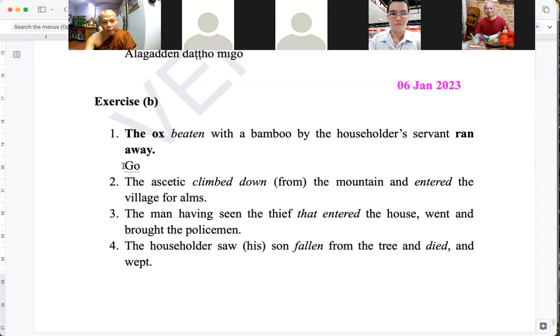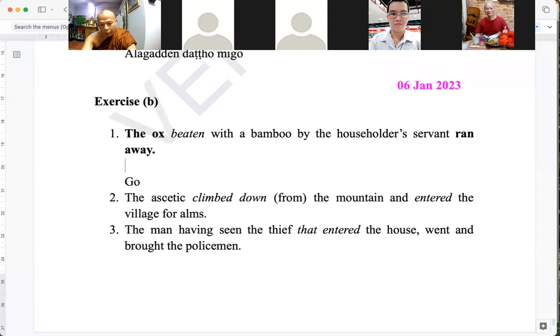Ran is the past tense of dhavati, the present tense. So now for the past tense, we take the dhava base and the past tense ending for singular, which is i. So we have dhavi. That is ran. But here it is ran away, with the prefix abhi. So abhidhavati. Now the past is abhidhava, so we have abhidhavi. In this way, the main subject and main verb can be translated: go abhidhavi. Just that.